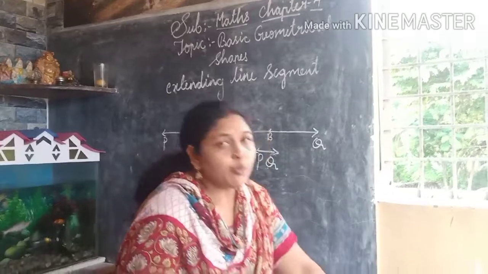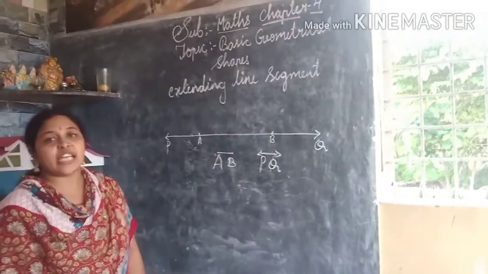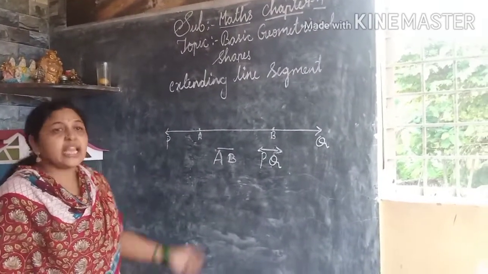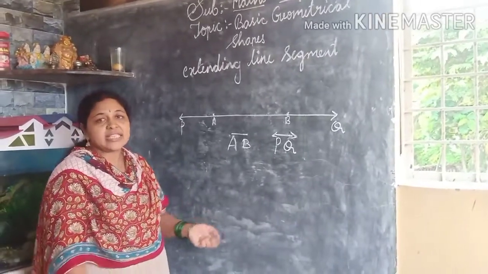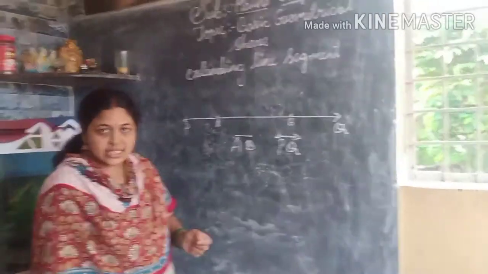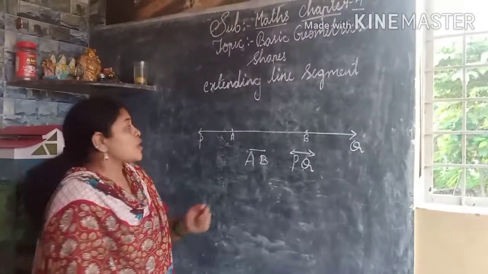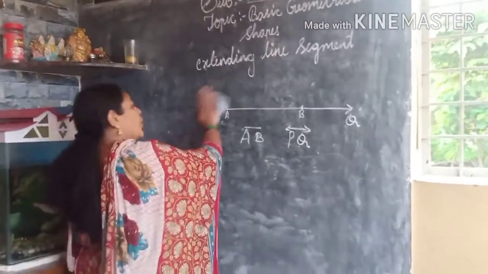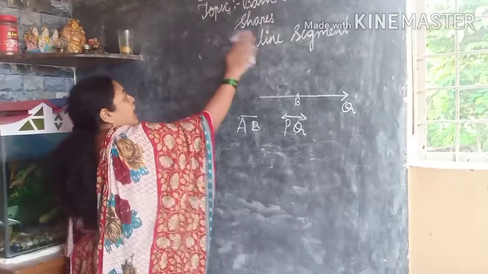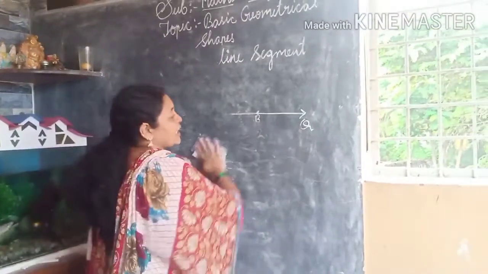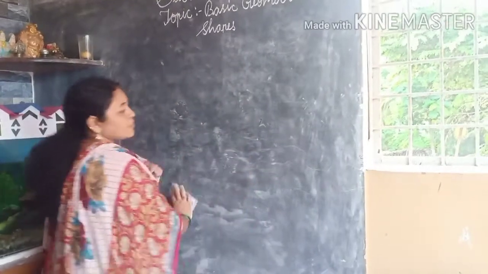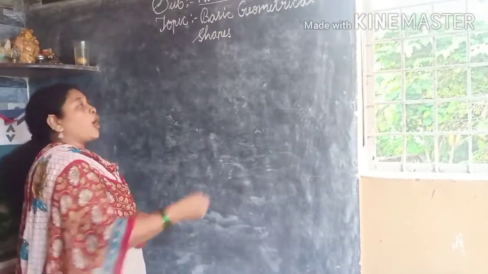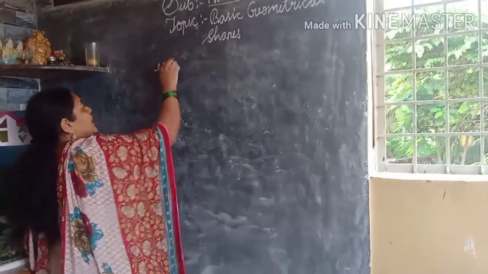Here we will move on to the next part, that is different types of lines. In our lower classes we have learned about sleeping lines, standing lines, curved lines, straight lines, horizontal lines and vertical lines. Now we will learn about intersecting lines and parallel lines. So let us see what are intersecting lines.